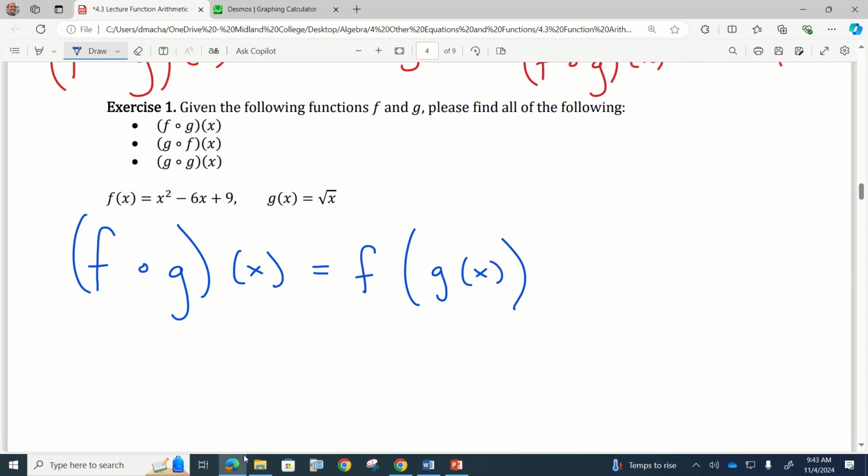Same idea with function composition. You take this function, whatever comes second, and you stuff it inside the argument of the first function. So, if my f function is x squared minus 6x plus 9, I'm going to write g of x squared minus 6 times g of x plus 9. I just replaced the x's in my f function with g of x because that's what's sitting in the argument there.